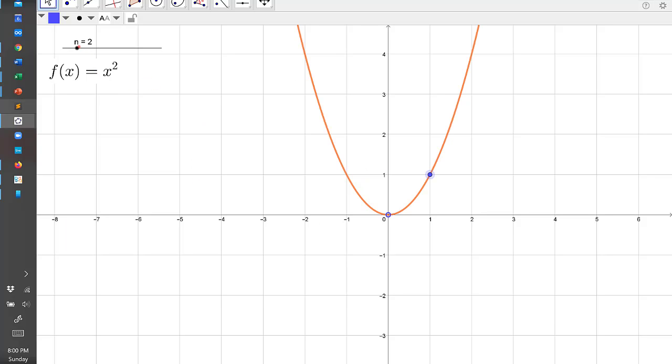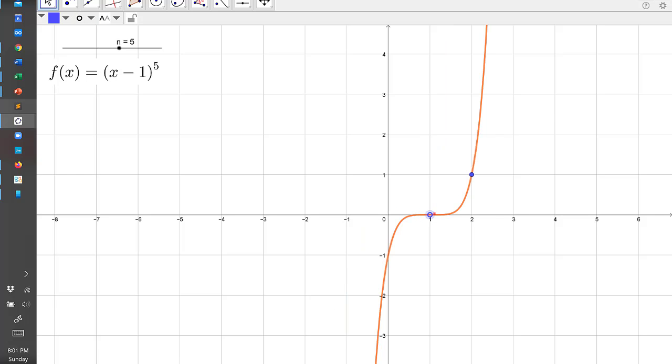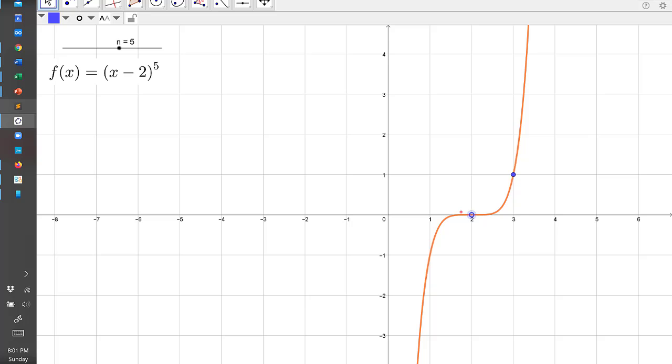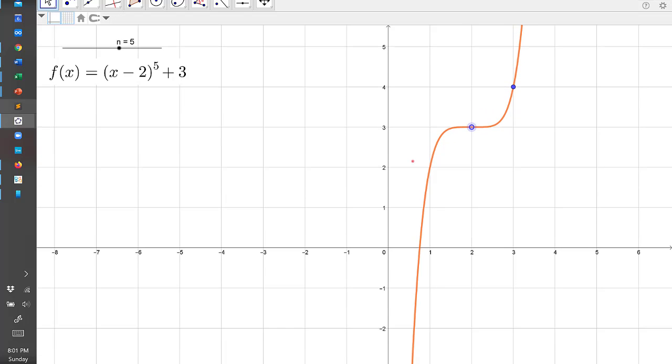Let's make the graph of x to the 5. And then I will translate it 2 to the right. So I have x minus 2 to the 5th. And then I'll move it 3 units up. 1, 2, 3. And there we go. So that is really what the function x minus 2 to the 5th plus 3 looks like.